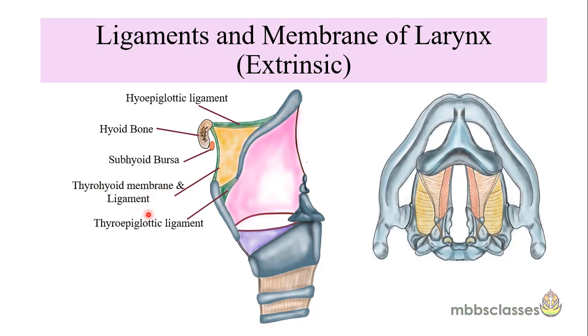Another ligament is the thyroepiglottic ligament, which attaches the posterior aspect of the thyroid to the lower narrow part of the epiglottis. We can see in this diagram, this is the thyroid cartilage and this is the lower narrow part of the epiglottis. It is attached with the thyroepiglottic ligament.